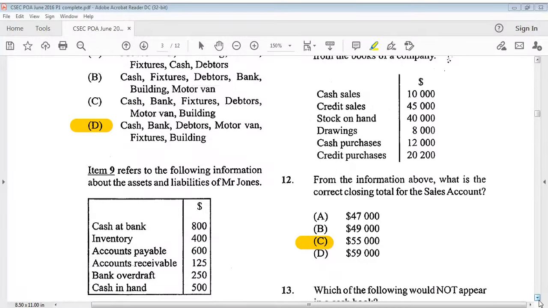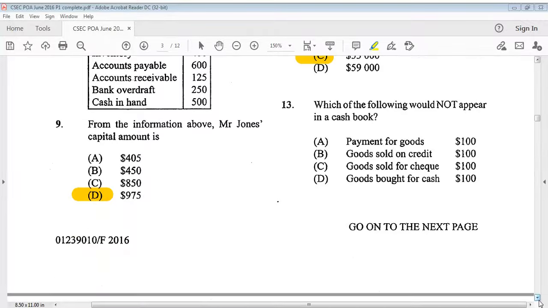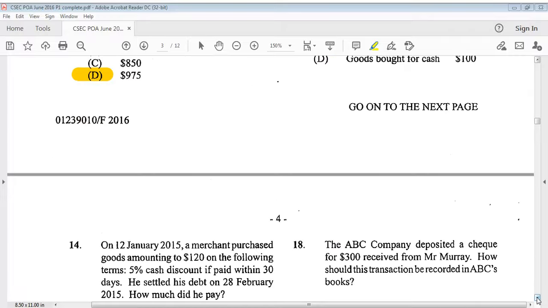Let's go on to number 30. It says, which of the following would not appear in a cash book? A, payment for goods, $100. B, goods sold on credit, $100. C, goods sold for check, $100. D, goods bought for cash, $100. So this one is B, goods sold on credit for $100. That would not appear in the cash book.